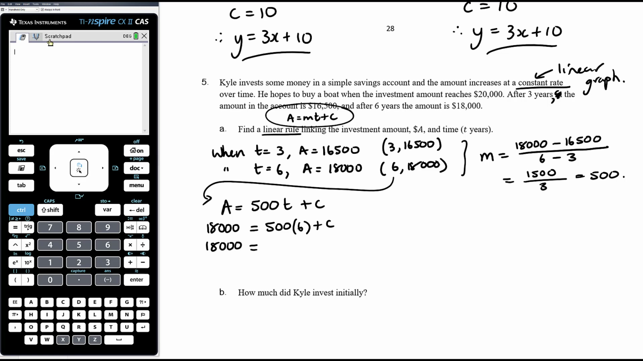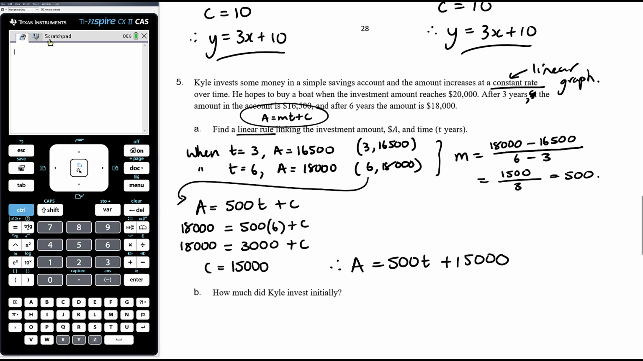500 times 6, 5 times 6 is 30. 500 times 6, therefore, is 3,000. And then C will be 18,000 minus 3,000, which is 15,000. And so, therefore, our equation is A equals 500t plus 15,000.